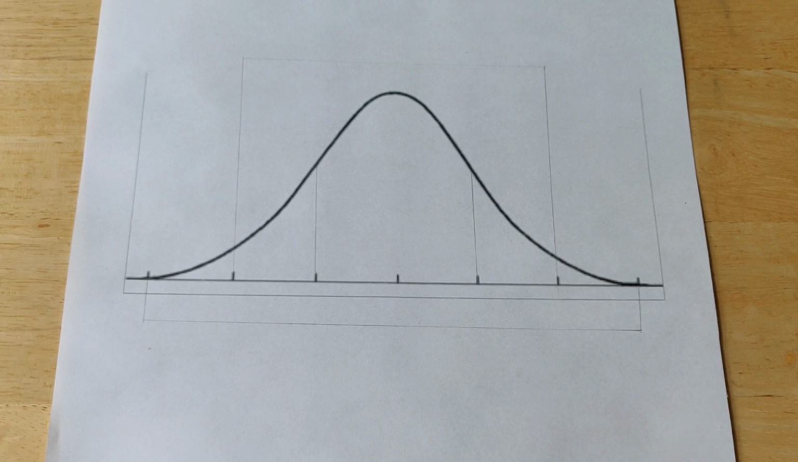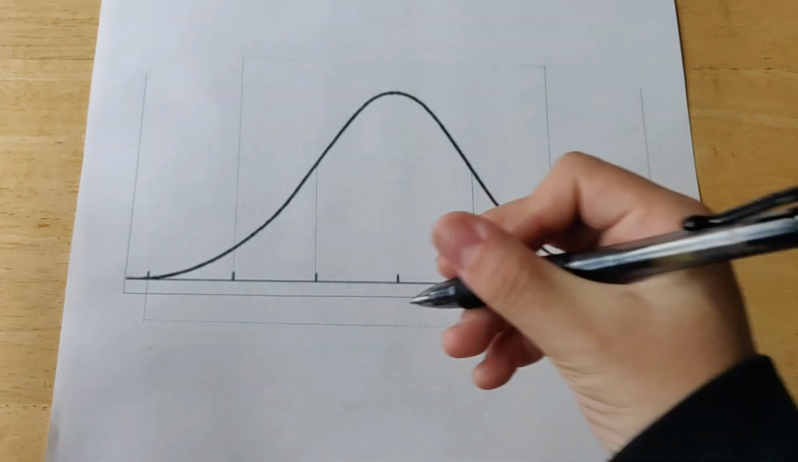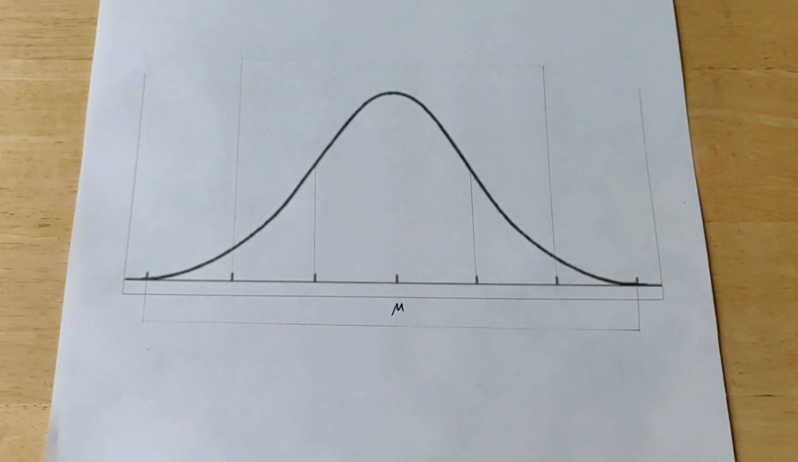In a normal curve, the mean mu is located at the center of the curve and is the same as the median. Changing the mean moves the curve along the horizontal axis.